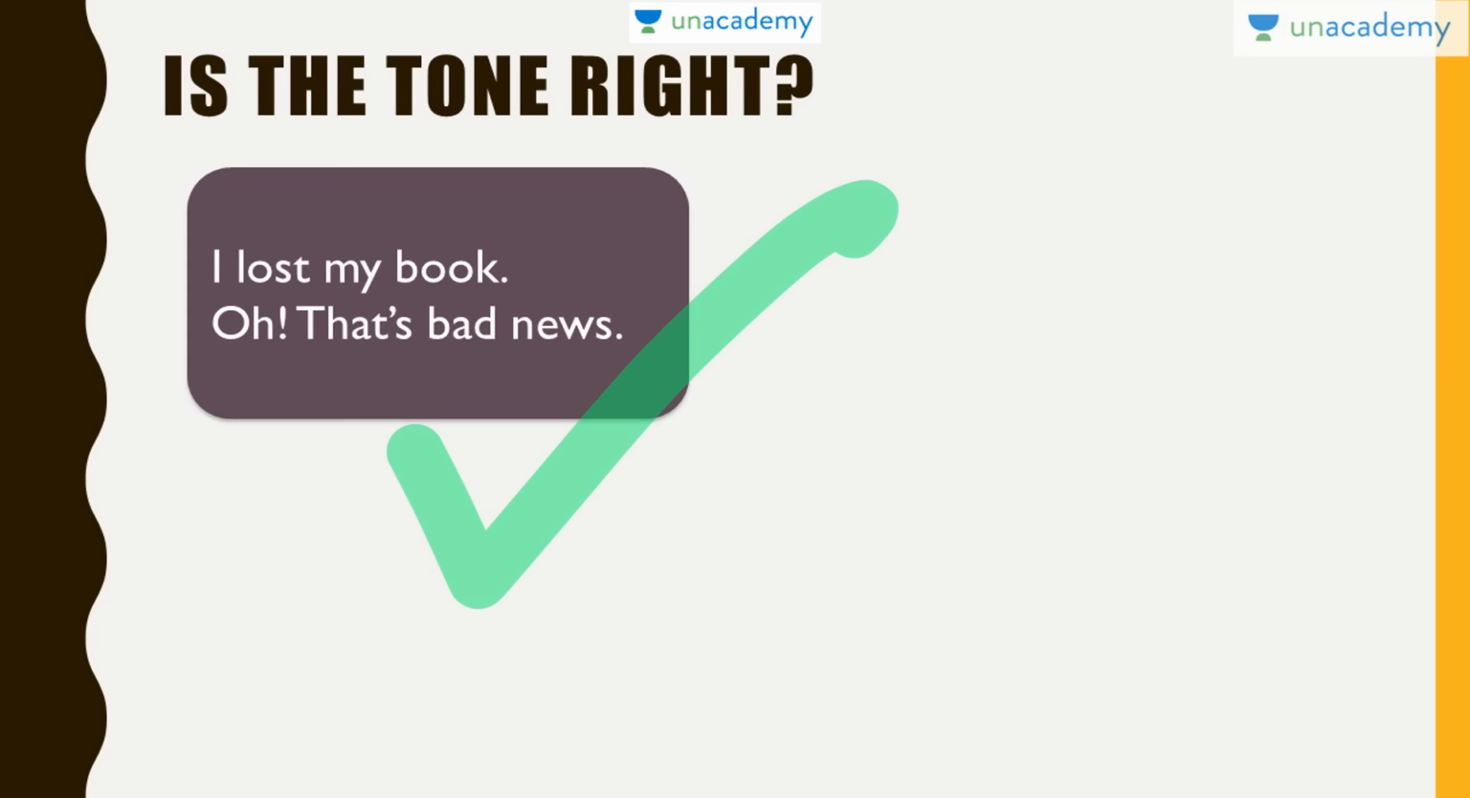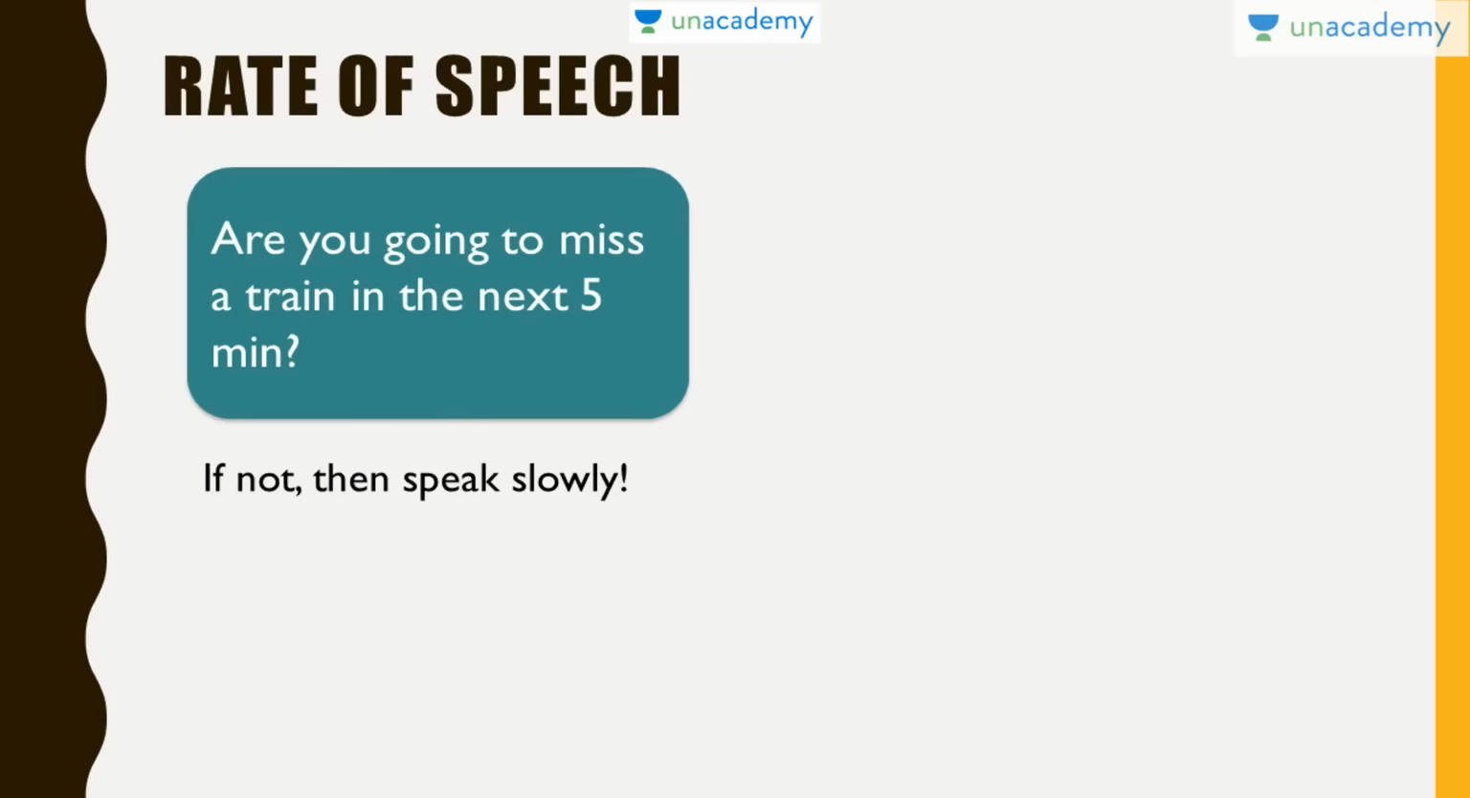And obviously, when you're speaking in front of an audience, it's important to give tone variations, make it funny, make it energetic, make it very professional. You can even be serious if you're discussing something serious, but you have to give a tone variation. Rate of speech also needs to be taken care of. Now, I feel really conscious when I say this because I myself at times speak really fast. However, always ask yourself a question. Are you going to miss a train in the next 5 minutes? If not, then speak slowly.